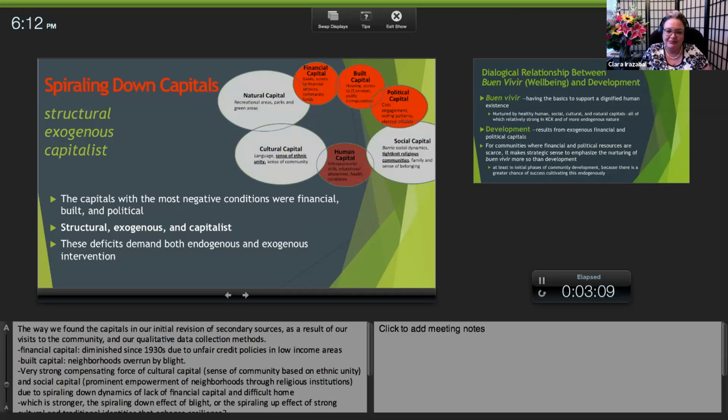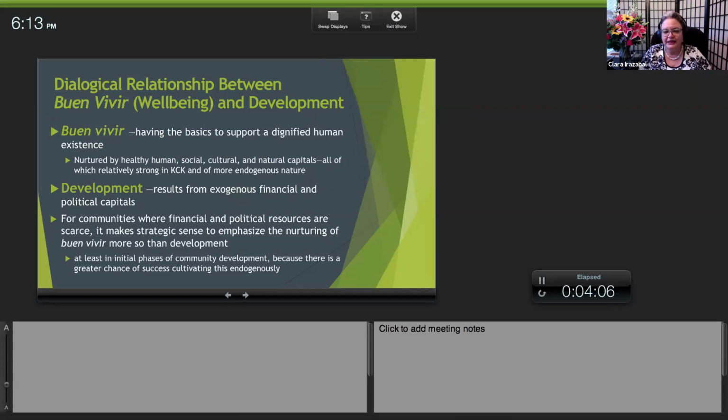On the flip side of this, we had spiraling down capitals in red here, and they were mostly in the arenas of the financial, built, and political capitals. And these were mostly functioning in manners that were structural. They belong to the larger society as opposed to the community itself, exogenous and capitalist. And we are not suggesting that external interventions were the only ones capable of making a dent in them or solving them, but they needed a combination of endogenous and exogenous intervention to be able to be flipped around, to be growing, or at least to balance out in manners that were not diminishing the well-being of the community.